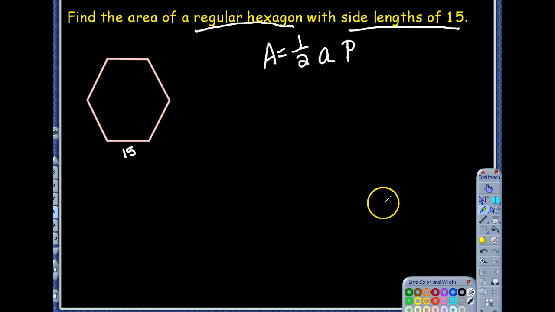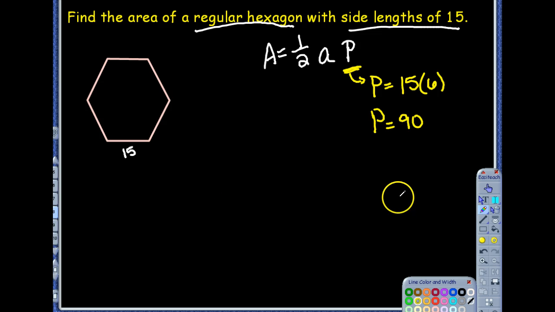Now let's talk about which piece we want to look for first. Well, since they give you a side length, finding the perimeter would be pretty easy. You could start with the apothem, you could start with the perimeter. But to get the perimeter here, I know that the perimeter is always your side length times how many sides you have. So it'd be times 6. 15 times 6 is going to give us 90. So our perimeter is 90 here.